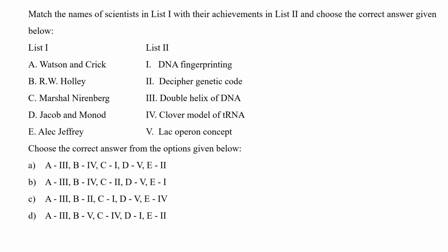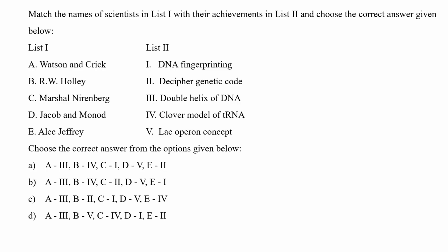Now Robert W. Holley won the Nobel Prize in Medicine in 1968 for describing the structure of tRNA for alanine, and thereby he linked DNA with protein synthesis. Actually, he shared the Nobel Prize with Har Gobind Khorana and Marshall Nirenberg, who contributed to cracking the genetic code mystery. So B has to go with the fourth, that Robert W. Holley proposed the clover model of tRNA, while Marshall Nirenberg was involved in deciphering the genetic codon.